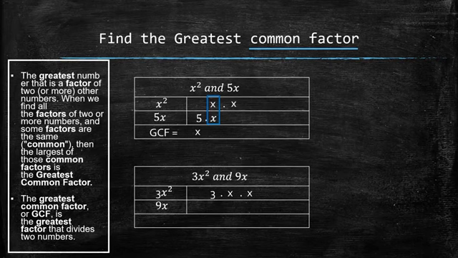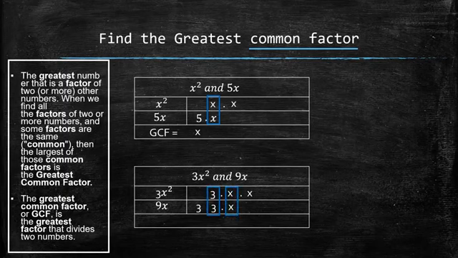How about 9x? Unsa factor ni 9? What are the factors of 9? 3 times 3. And the factor of x is x. Okay. So unsa ang common sa ilang duha, tanawa? Naay duha ka common sa ila. Si 3 o si x.